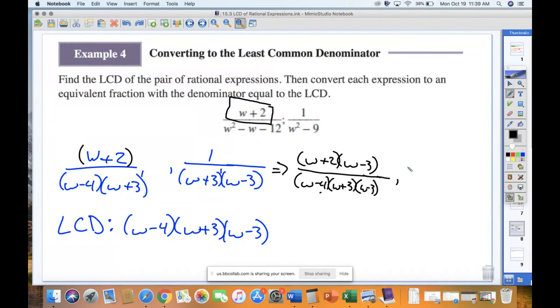How about the other fraction? We had a 1, which we can rewrite 1 times, okay? And what is missing? Well, I already had, let's see, I'm going to have w minus 4 times w plus 3 times w minus 3. I already had w plus 3 and w minus 3, so all that's new is w minus 4, so that gets added to the numerator. Okay, so here are my two new fractions in anticipation of adding or subtracting. But we're not doing that just yet. That's what we'll do on Wednesday.